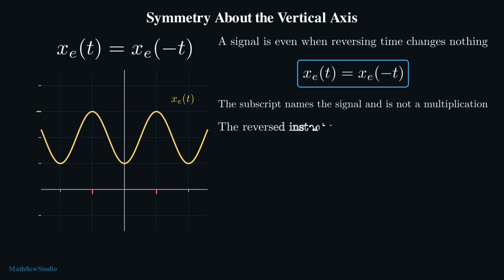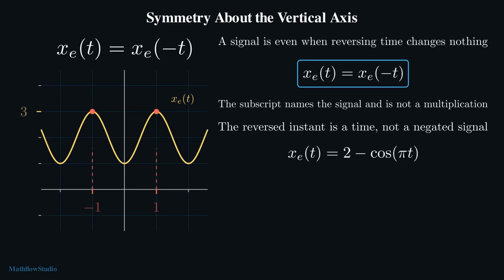The reversed instant is a time, and reversing it does not negate the signal. Written out, the drawn signal is a raised cosine whose whole cycle takes 2 units of time. At the instant 1, the value is 3, and at the reversed instant, the value is 3 again.